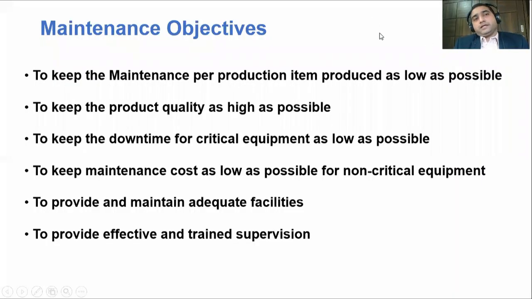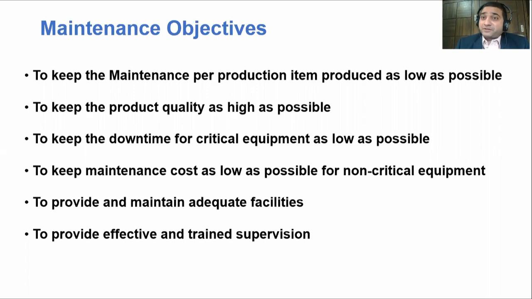Okay, then comes the maintenance objectives. So what are the maintenance objectives? Any maintenance department needs to keep the maintenance cost per product item as low as possible. So the first objective of any maintenance department is to keep the cost as low as possible, and to keep the product quality as high as possible.